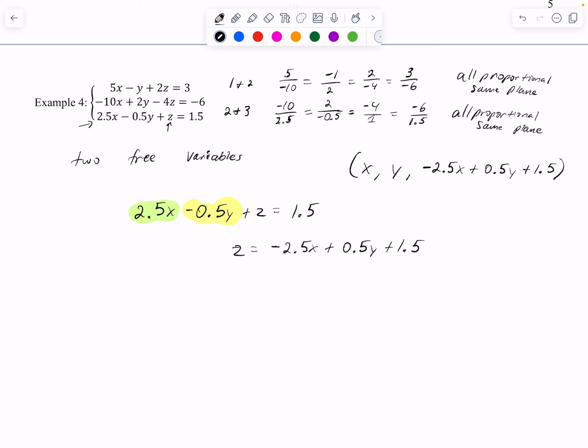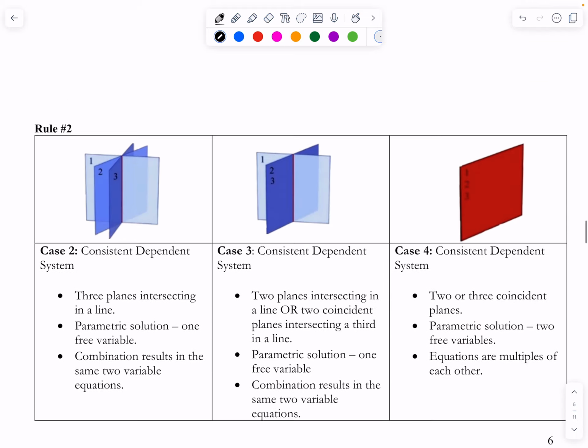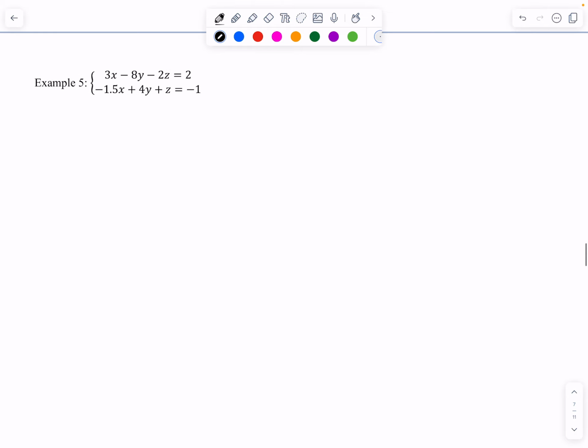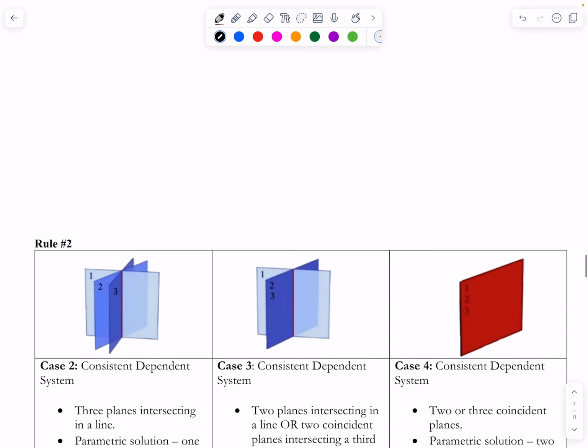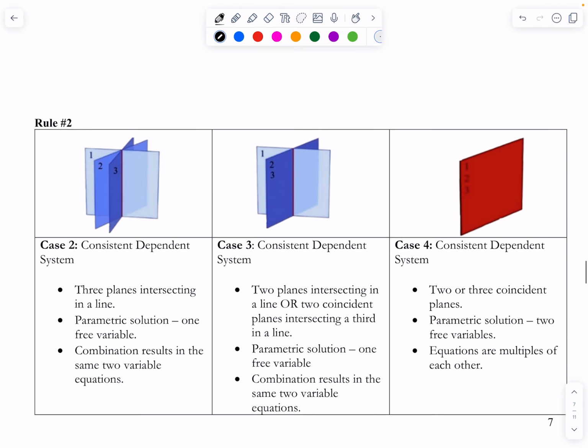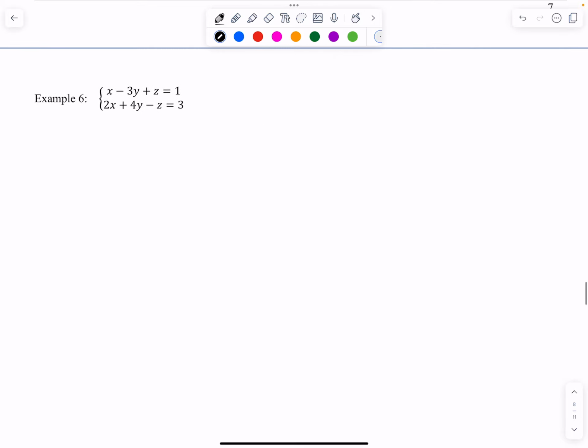So again, you're going to write consistent, dependent, and infinitely many solutions. But the idea is it's a little bit different because we have those same planes. Okay, like I said, I'm going to skip 5. You can check out the key for that one because my video is getting pretty long, almost 30 minutes. I want to wrap up soon. Let's just do one more here, example 6, and then we'll be finished.